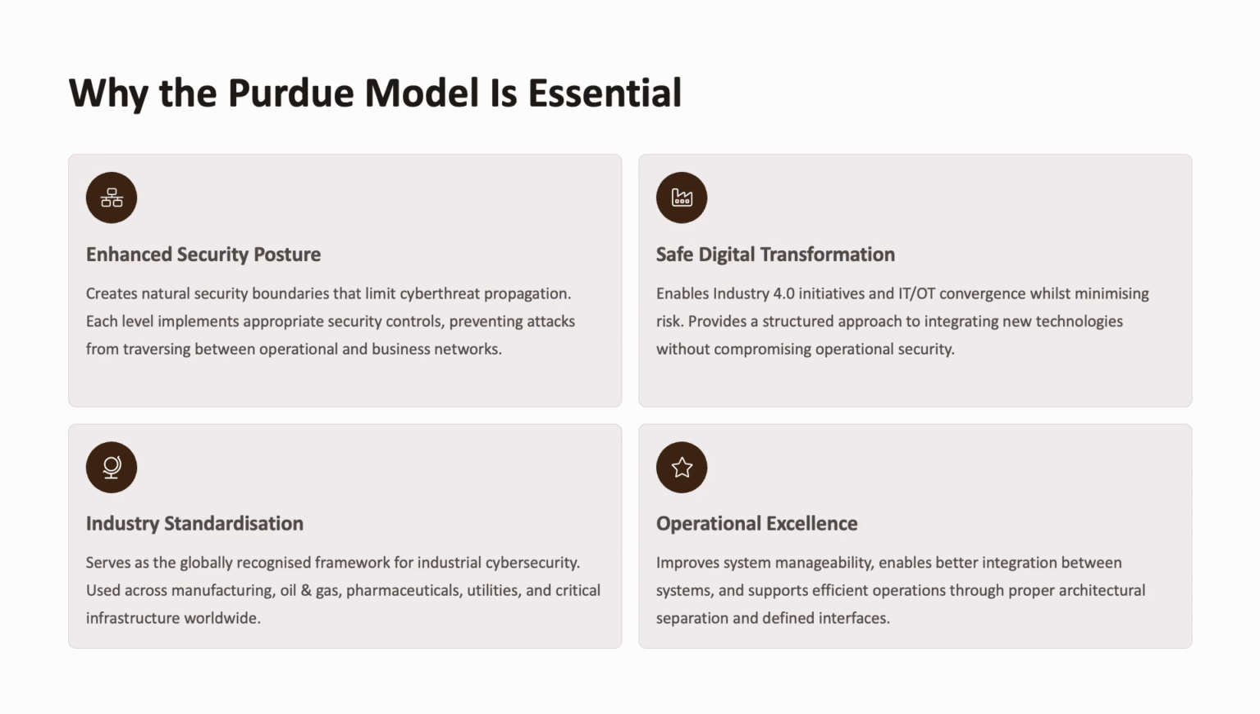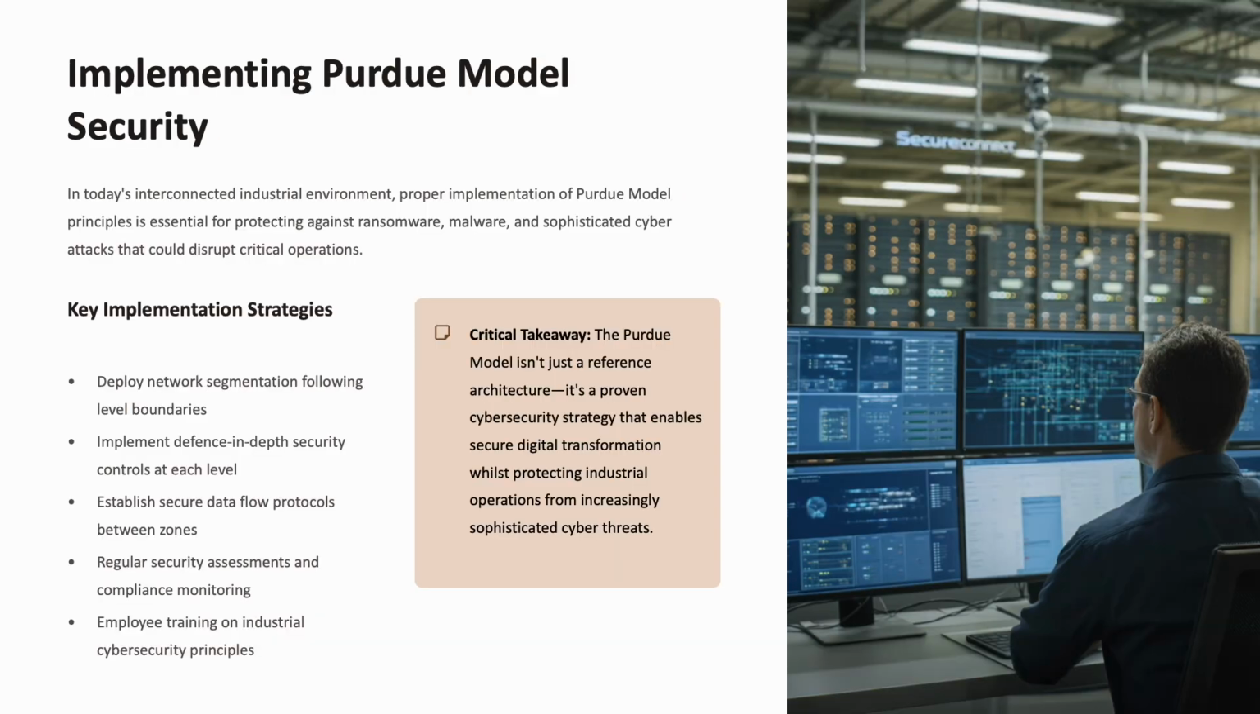Lastly, it drives operational excellence by clearly defining the separation and interaction between systems. Organizations achieve better manageability, smoother integration, and more efficient, resilient operations. Ultimately, the Purdue model is more than an architecture. It's a strategic foundation for secure, optimized, and future ready industrial operations. Congratulations if you have made it up to the last slide.